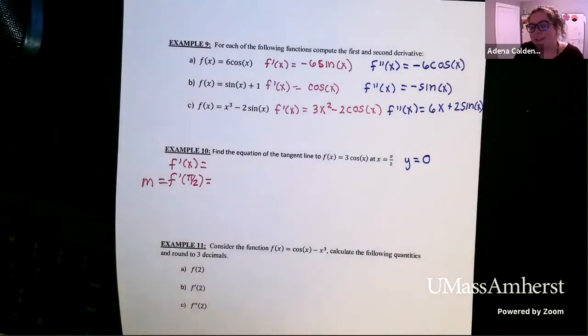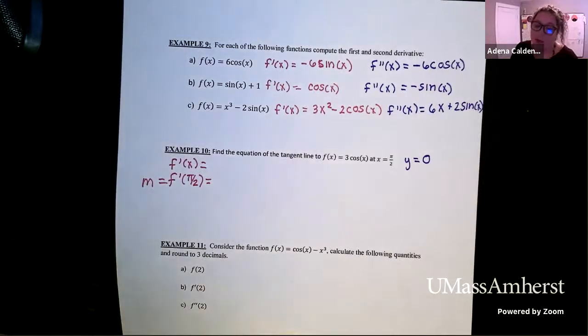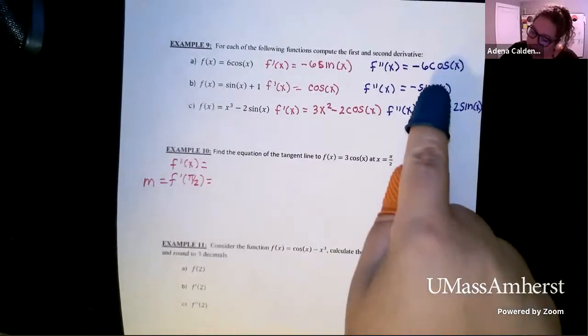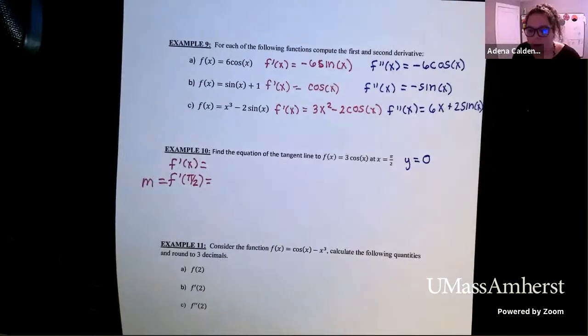If we then want to find the second derivative, then we have negative 6 times the derivative of sine. The derivative of sine is cosine. So the second derivative here is negative 6 cosine x. So again, we're just really being careful with our negatives so we don't mess anything up along the way.